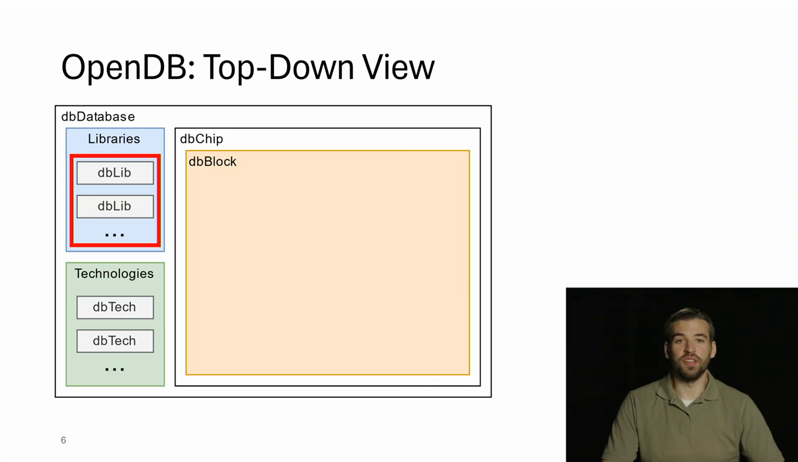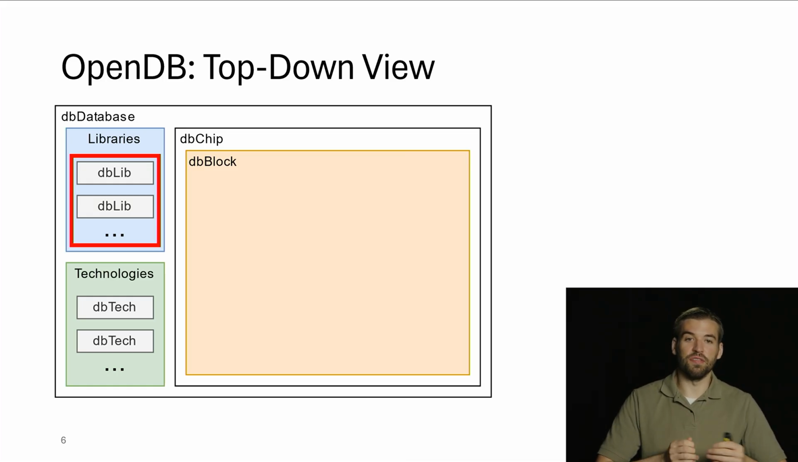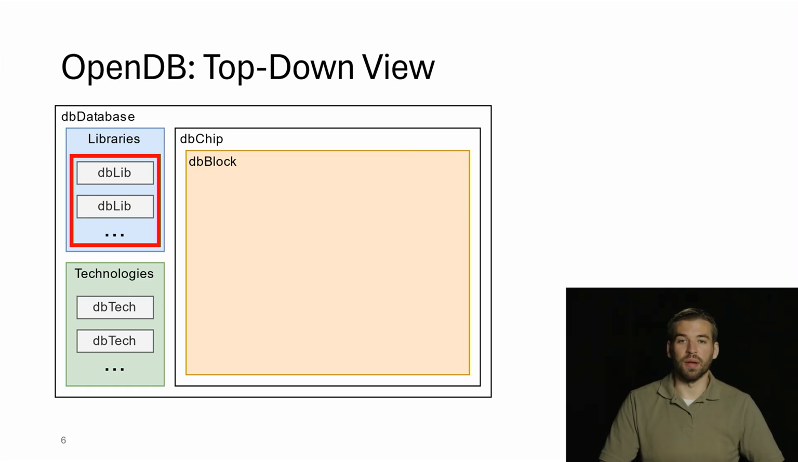One thing to note is that multiple libraries can be loaded. And this is quite common actually if you, for example, have one library for your core masters, like logic gates, and one for your I/O masters, or masters which are used to drive and receive signals from off-chip. There are many other reasons to have multiple libraries, but those are just a couple.